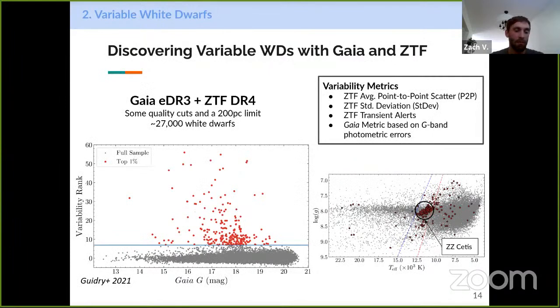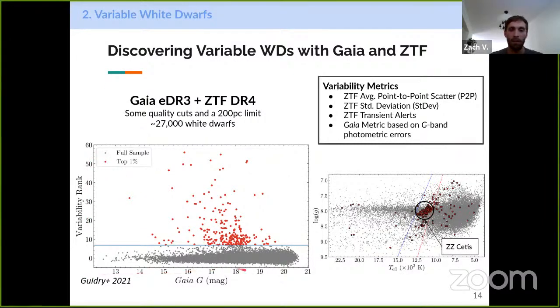And we can take this a step further with ZTF, because with Gaia, we don't have access to all the single epoch measurements that they take. It's just a global uncertainty for all the measurements. But with ZTF, we have access to all the data, and we can apply a lot more metrics to it to try and distinguish different types of variability more efficiently.